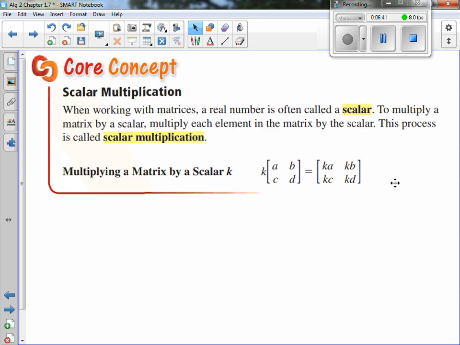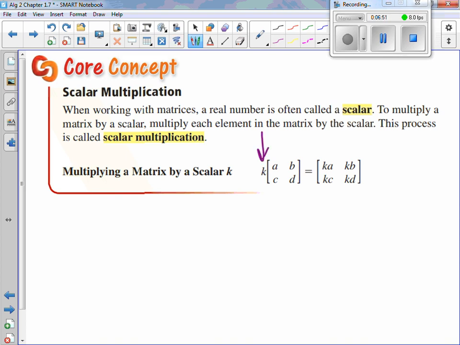Scalar multiplication. When we talk about scalar multiplication, our scalar is just a number. What we're going to do with that scalar is we're going to multiply everything inside the matrices by whatever that number is.